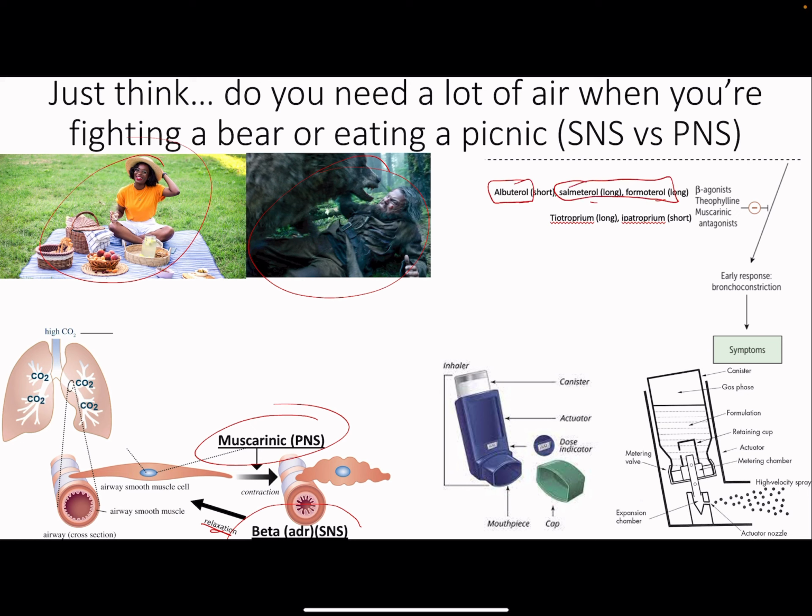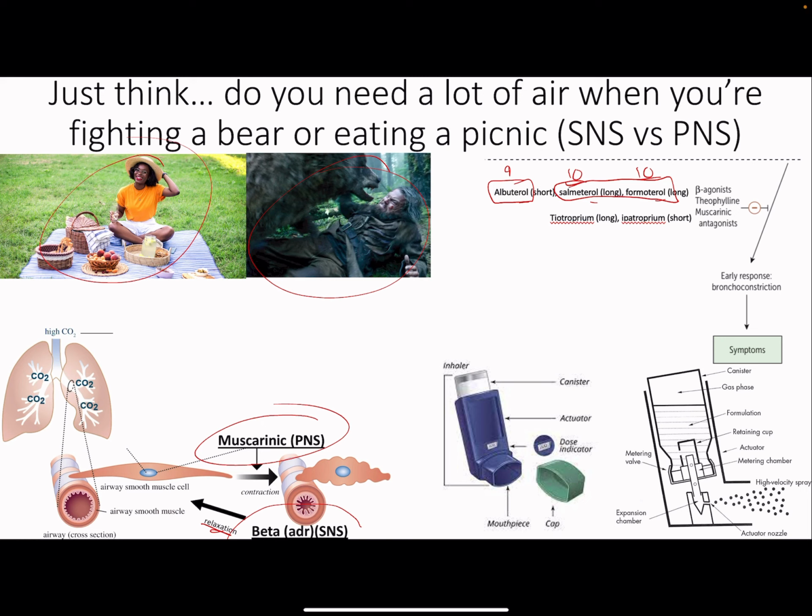Salmeterol and formoterol are going to be the long-acting. How do I remember that? Because albuterol is going to be the shorter name one. So this is 1, 2, 3, 4, 5, 6, 7, 8. I think this is 9, and these are 10. So 10 letters versus 9 letters. Albuterol is the shorter letter, and therefore it is the shorter acting.